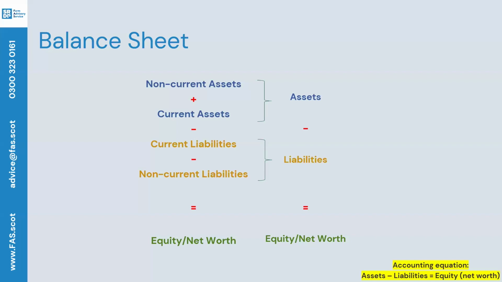So we know that assets minus liabilities equals your net worth. We generally split this out a wee bit further when it comes to looking at a balance sheet in a typical set of accounts.